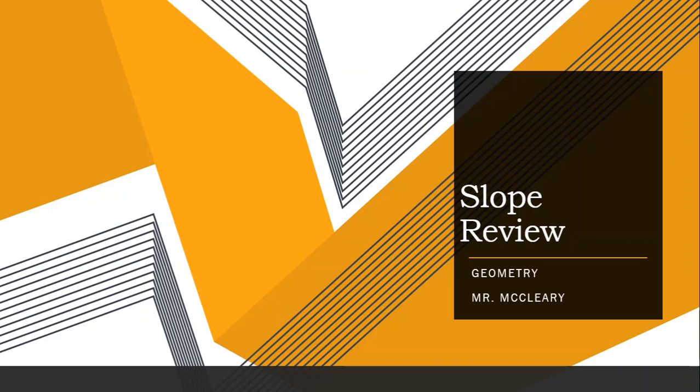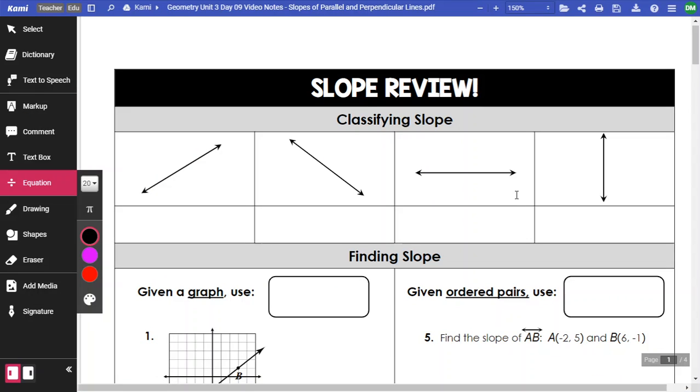All right, geometry. Today we are going to take a trip back to Algebra 1 land, and we're going to just have a short review on slope and what it means, and then we'll use that in the next lesson to actually start looking at slopes of either perpendicular or parallel lines. So let's look at slope. We can classify it one of four ways.